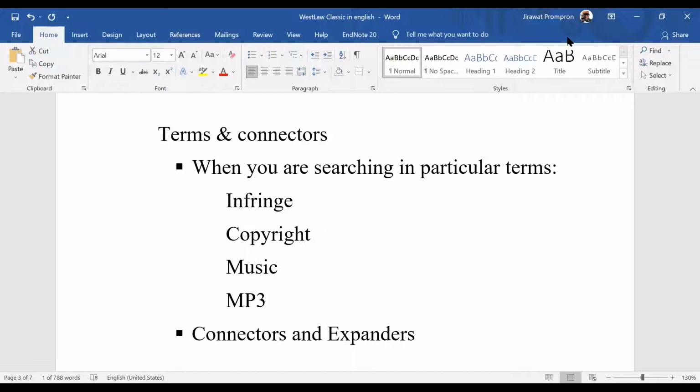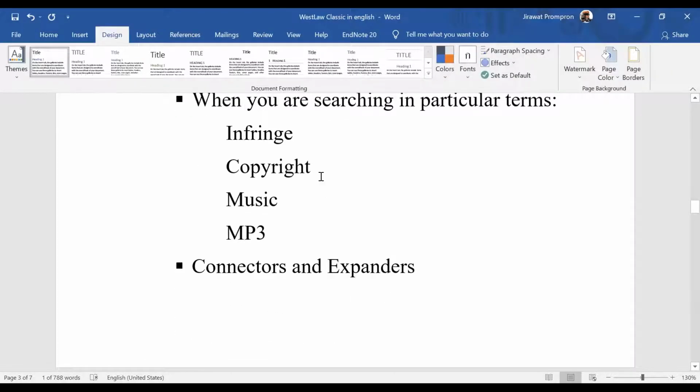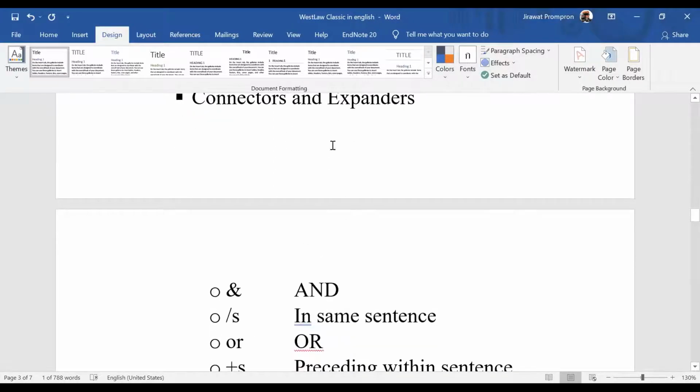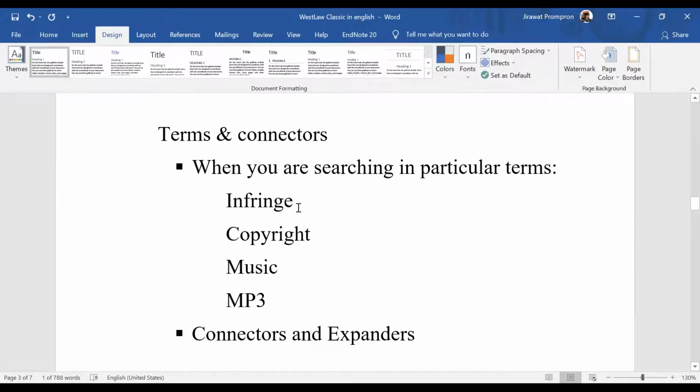And now you have to know about the connectors and expanders. Look at that: the word infringe is a verb. This is what we call the root word.